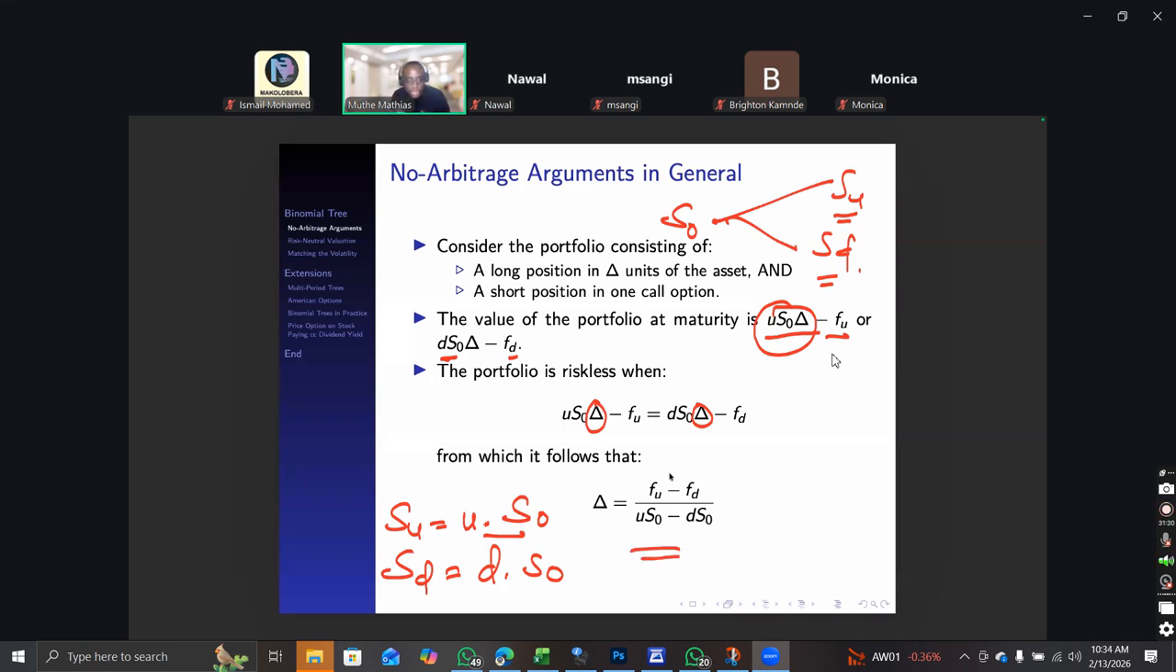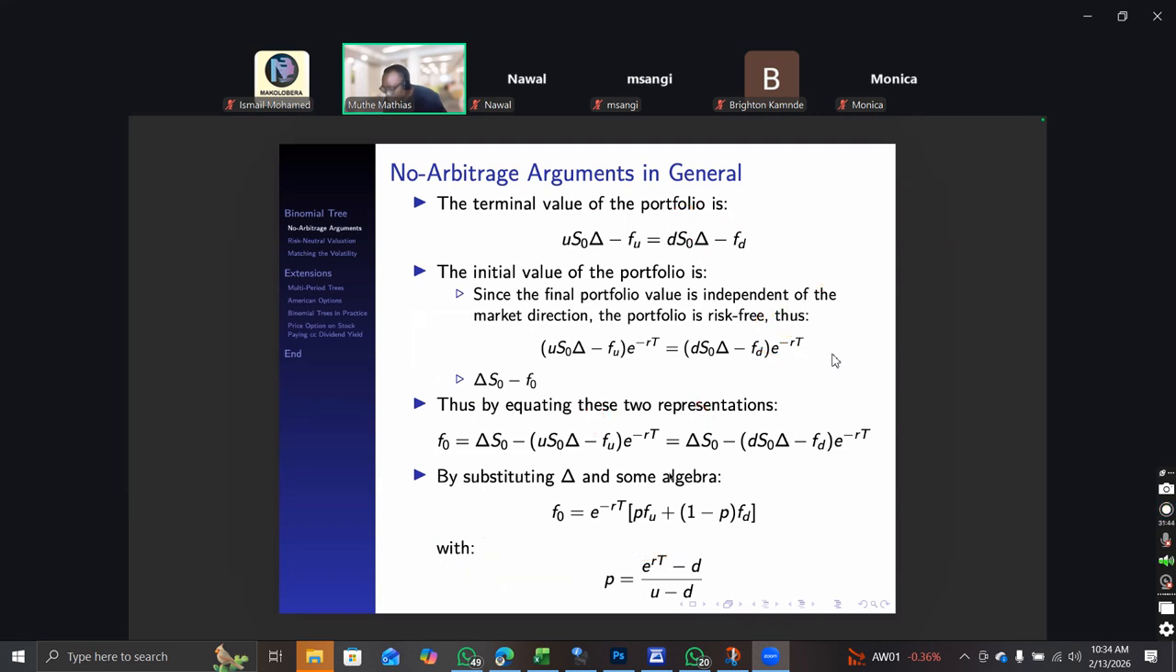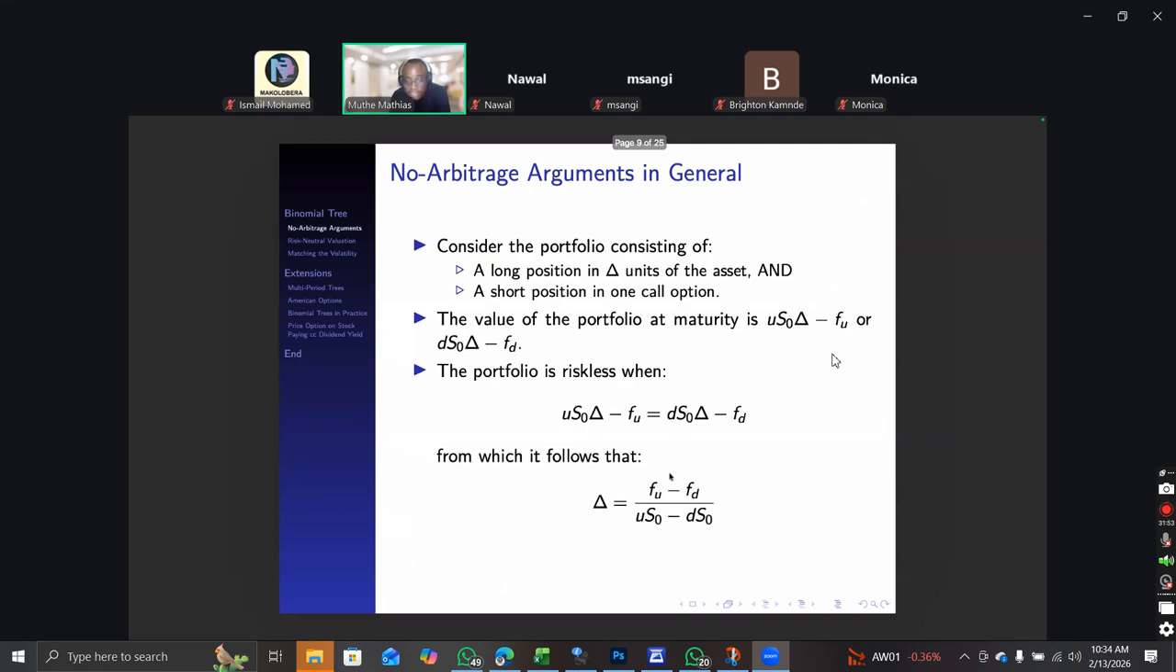So this is what we had before. In this case, I'm not using the values. I'm just using the notation where U and D denote the up and the down factors. So that is the starting point. And then of course, what we are doing now, we are saying that is what we have. This is actually the delta, and of course we know what will be the values of the portfolio at maturity, but we need F naught, right? We need F naught, which is the value of the call option today.